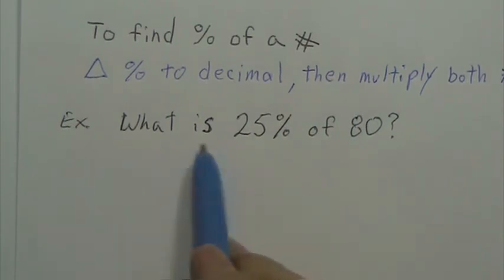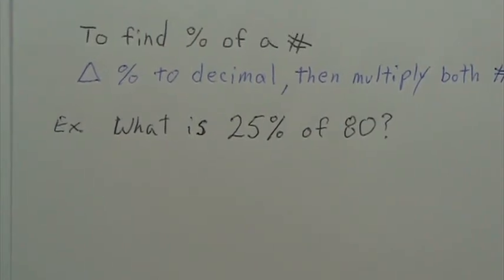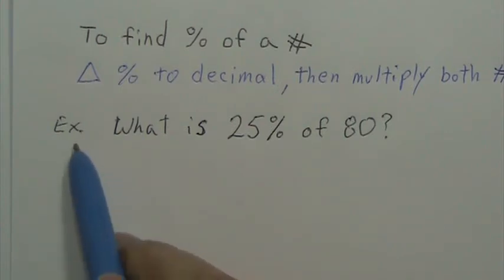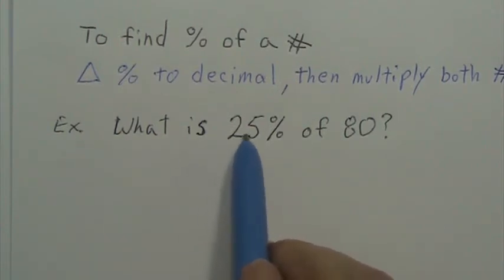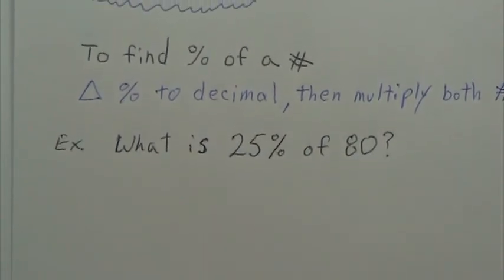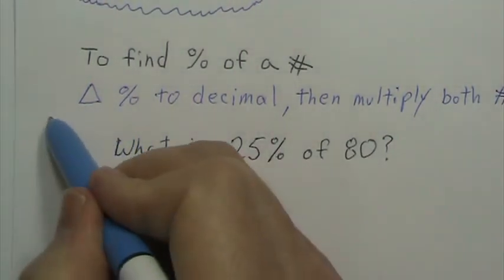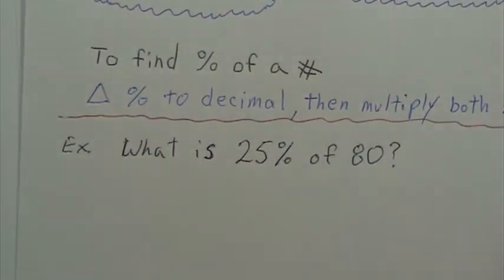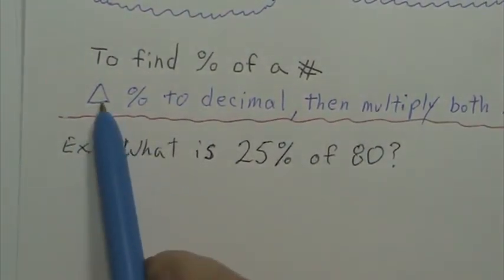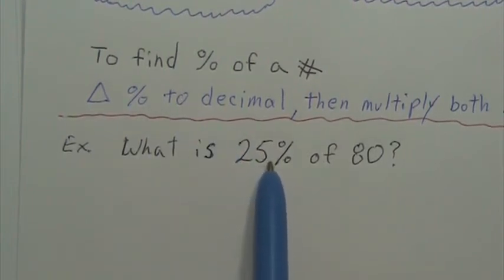So here's our example. What is 25% of 80? That's our question. Problem: What is 25% of 80? All right, and notice what we said up here, which I think I will just separate. We want to change percent to a decimal. This is a percentage. Make it into a decimal.